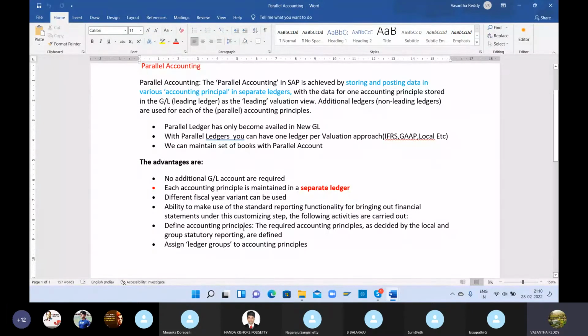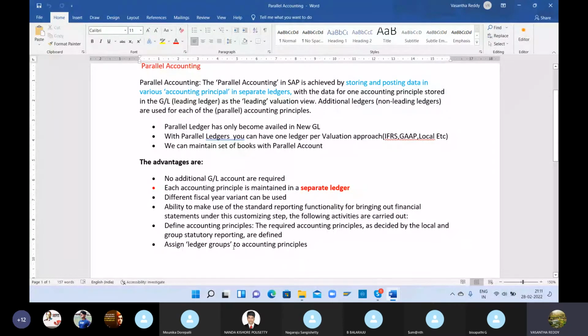In parallel accounting, there are some accounting principles. The required accounting principles are decided by local and group statutory reporting. So non-leading ledgers and parallel accounting are mostly maintained by local areas only. But the leading ledger should be maintained by head offices, like main branches. Any single branch comes under the main branch. In the usual concept, the leading ledger is the main head office branch, the parent ledger.